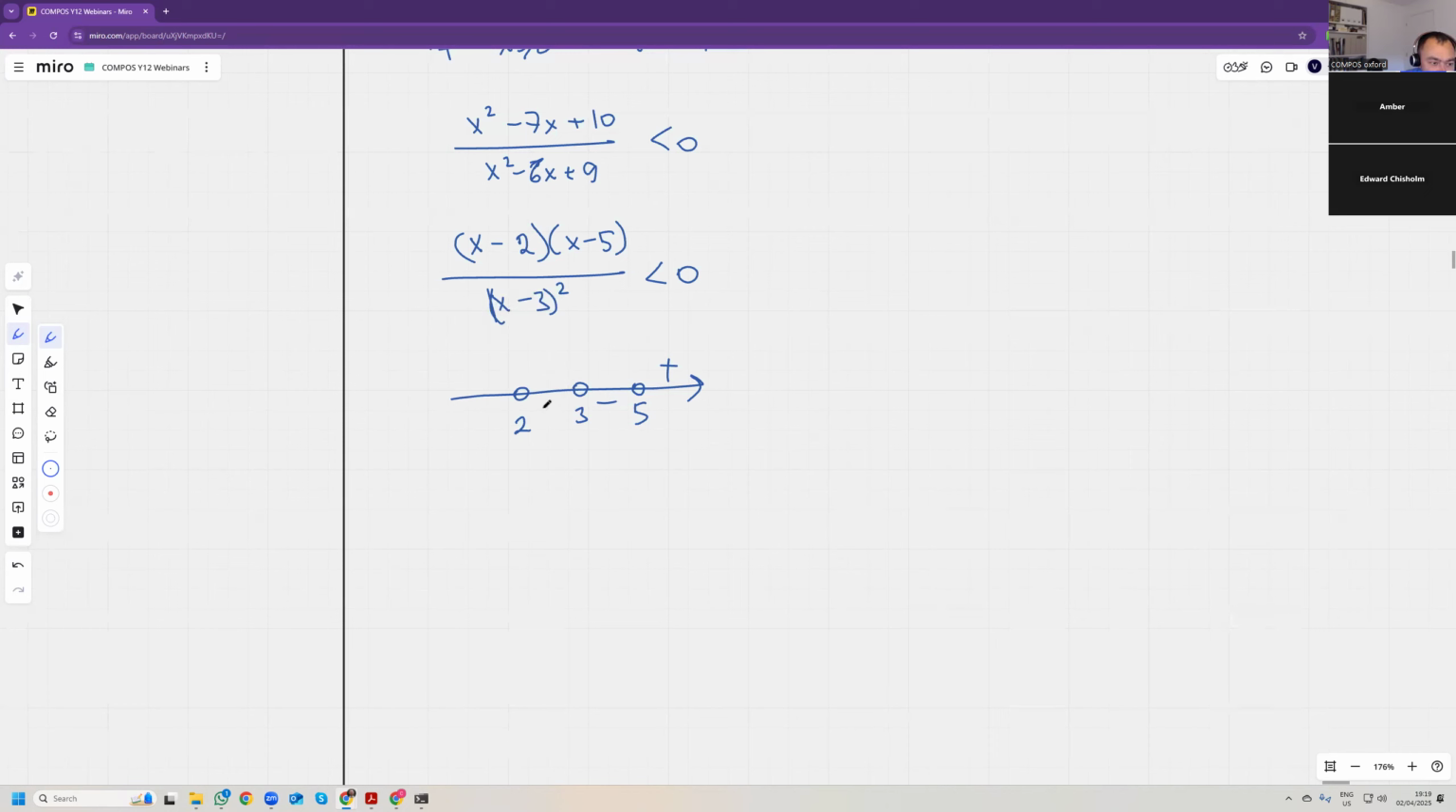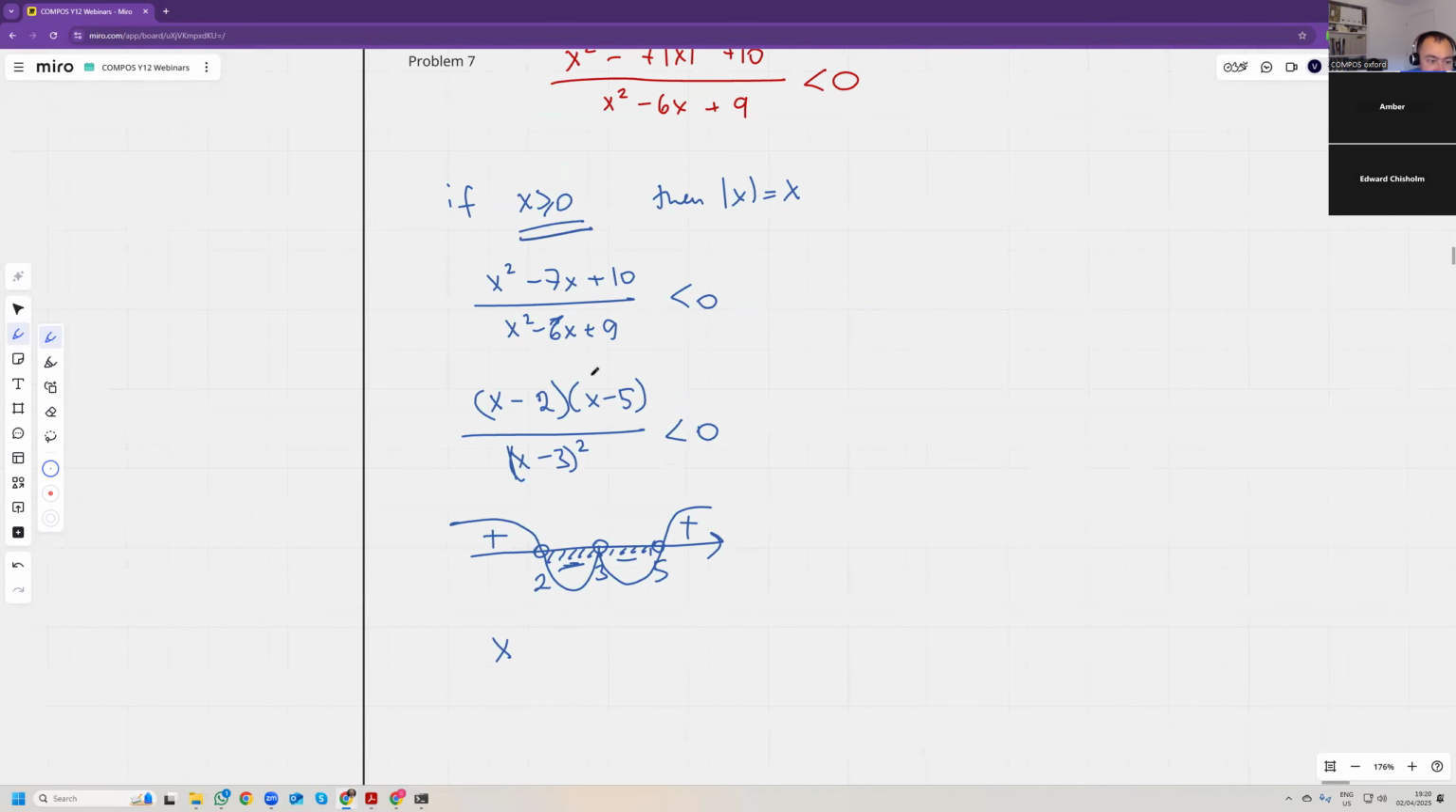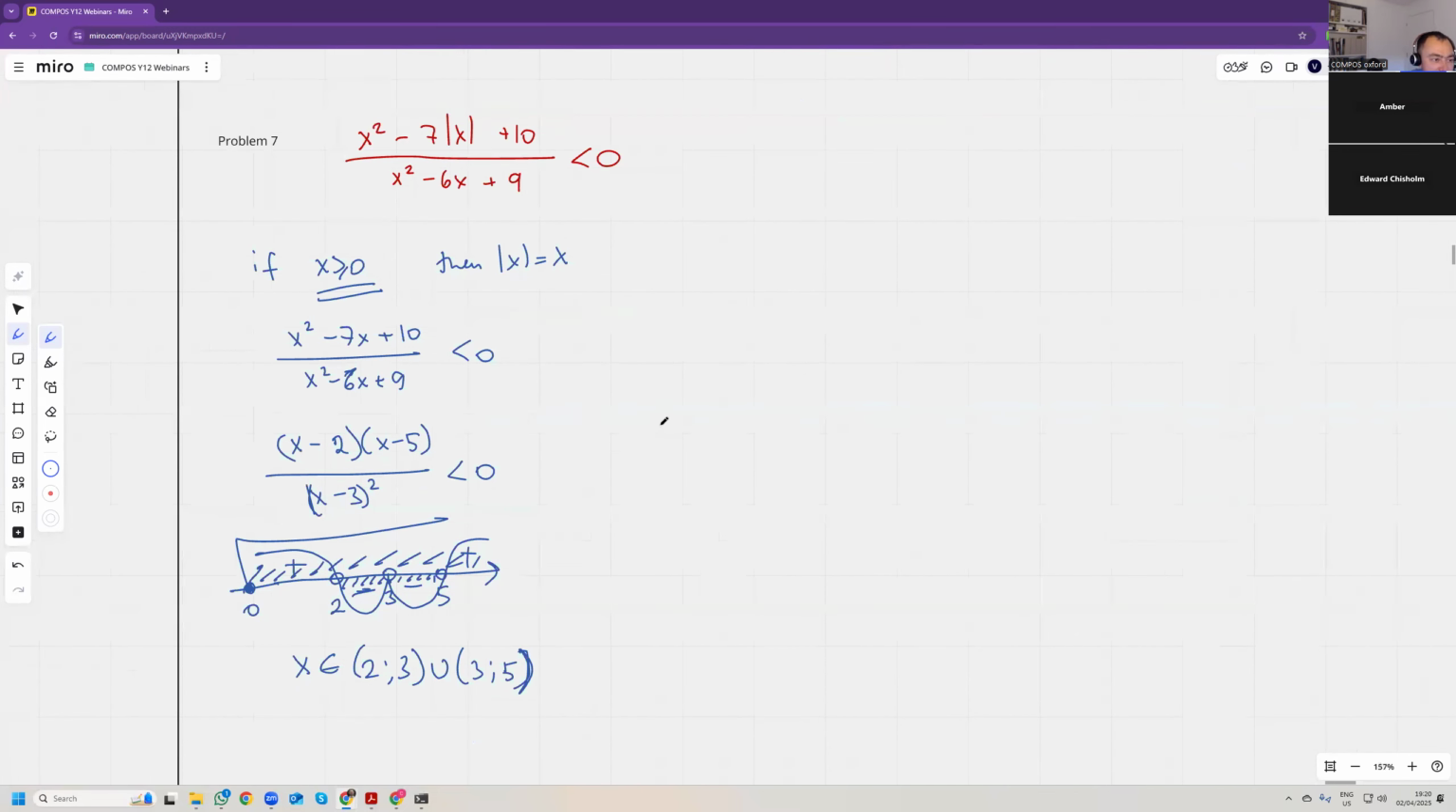X minus 3 squared is always positive, so it's going to be negative and positive. So positive, negative, negative, positive. And it's less than 0 for these values. So x, and we have to keep in mind that x is greater or equal to 0, and that is fitting. So x belongs to from 2 to 3 and from 3 to 5, not including.